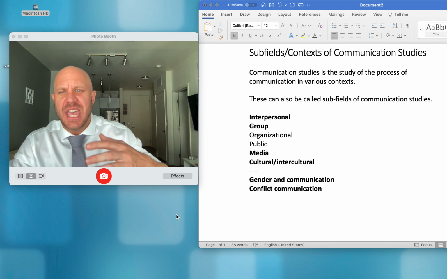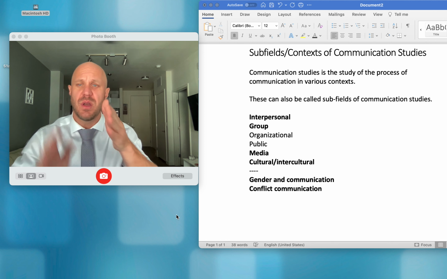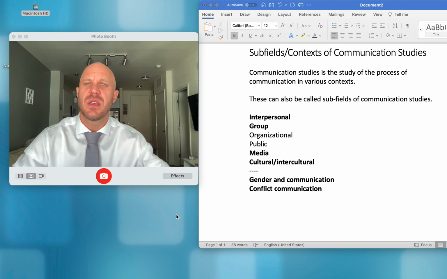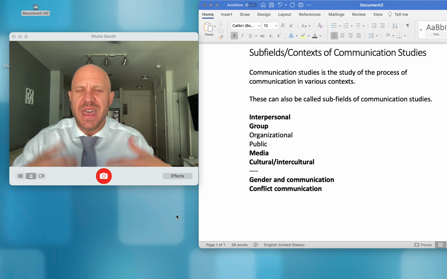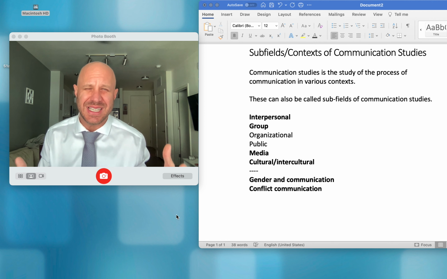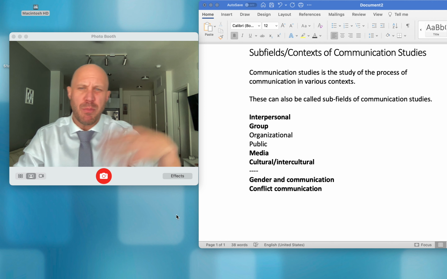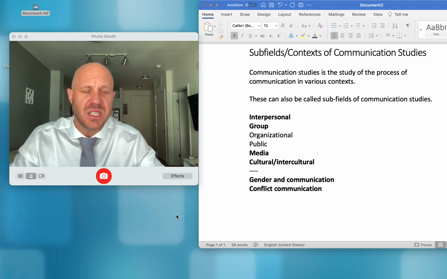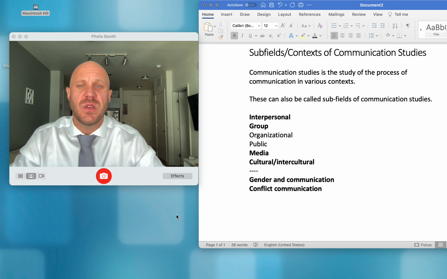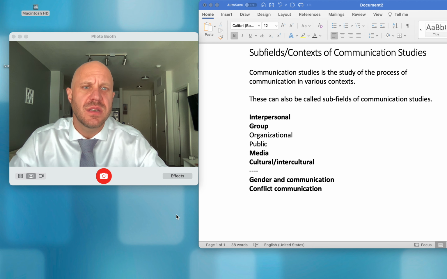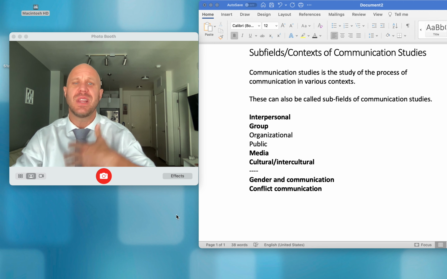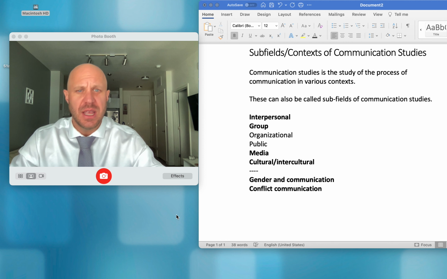We can think about communication studies as being divided up into various subfields. We could also think of these subfields as being contexts for the study of communication. Remember that communication studies is the study of the process of communication, and that process occurs in the world in various different contexts. And so we might organize the study into the study of these various contexts. For example, the first on the list here is interpersonal. This is the study of communication within the context of a relationship, one-on-one.